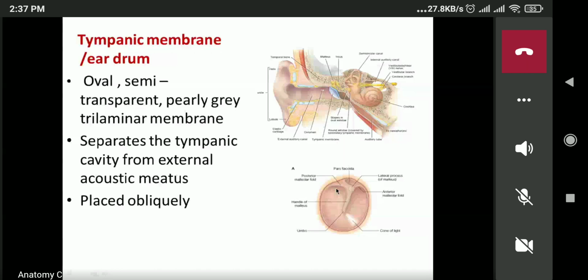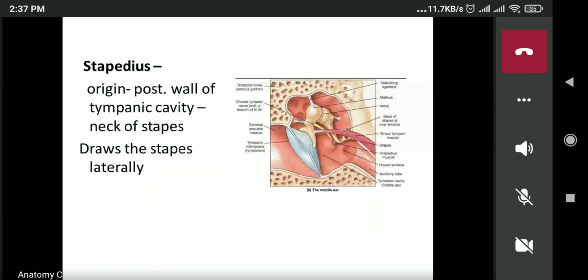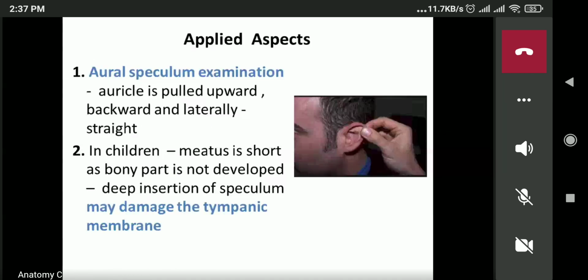Now coming to the applied aspects. Okay, the clinical importance of the applied aspects here. So you must have undergone examination of the external ear, or you must have seen how the external ear or the external acoustic meatus or the tympanic membrane is examined. Whenever you have to examine the ear, you have to pull the auricle upward, backward, and laterally. So why?